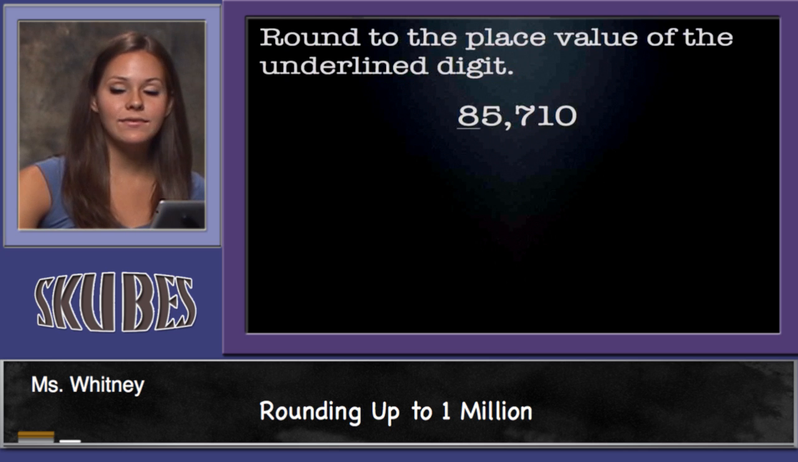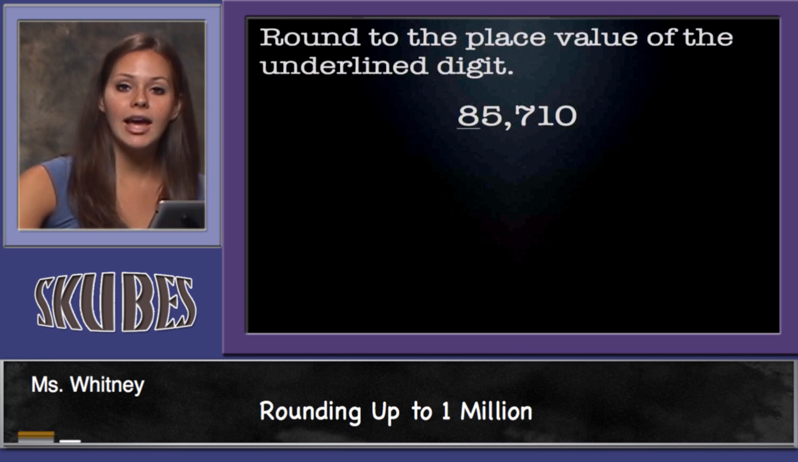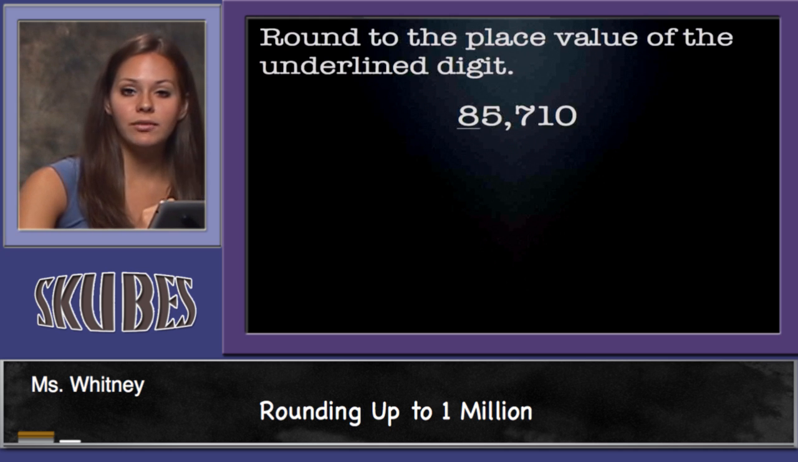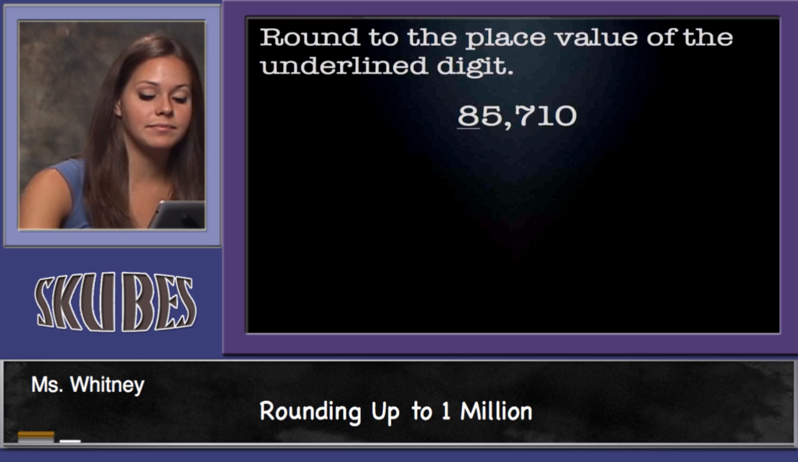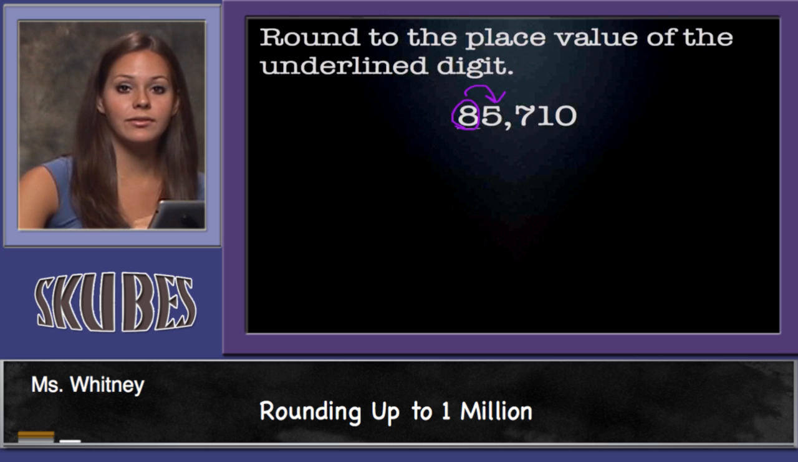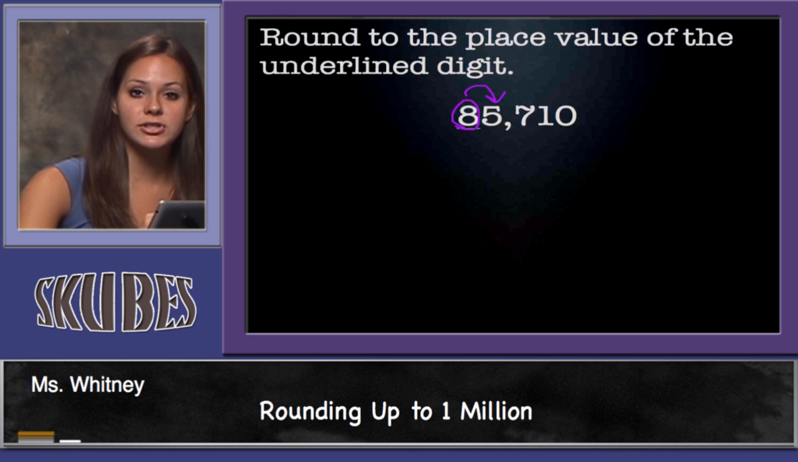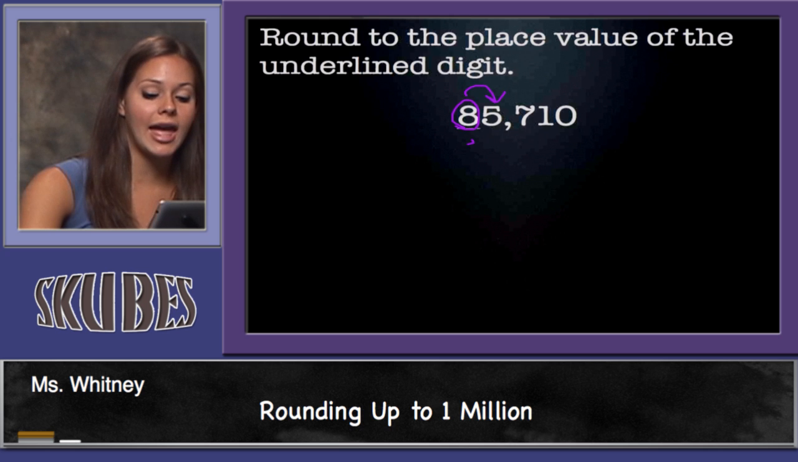Take a look at 85,710. The underlined digit 8 is in the 10,000s place. We'll be rounding to the nearest 10,000. We'll circle our 8 and look next door. The number is a 5. Remember, 5 or greater tells us to make our circled number go up 1. So our 8 becomes a 9.